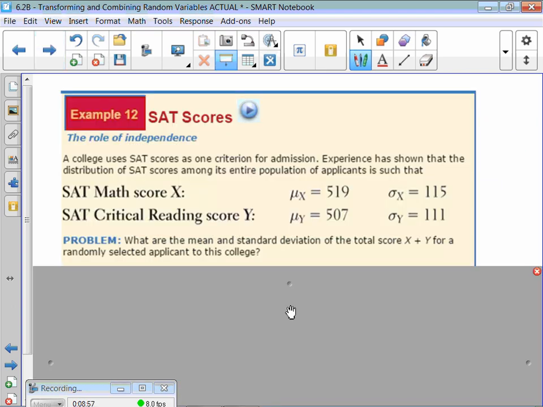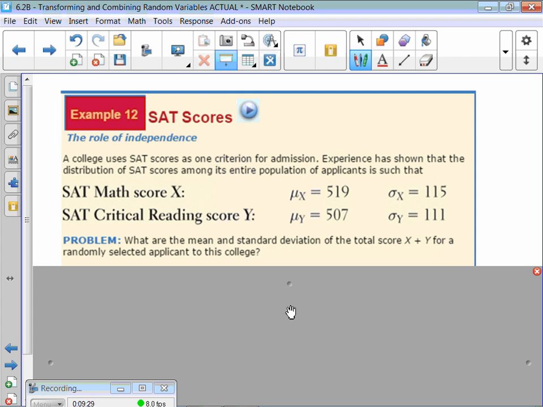All right, so a college uses SAT scores as one of the criterion for admissions. Experience has shown that the distribution of SAT scores among its entire population of applicants is, they give you the math score, and then they give you the reading score. What is the mean and standard deviation of the total score, x plus y, for the randomly selected applicant to this college? All right, so I want to find the total score, the math plus the reading.